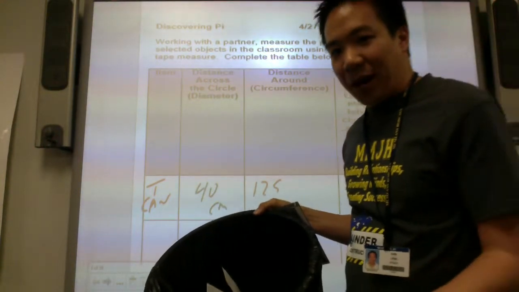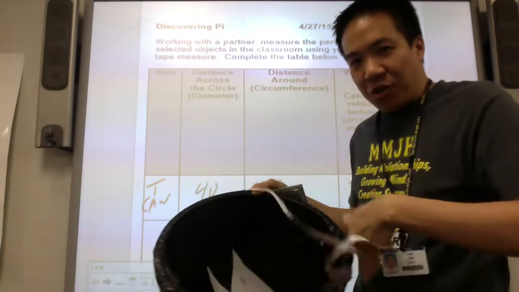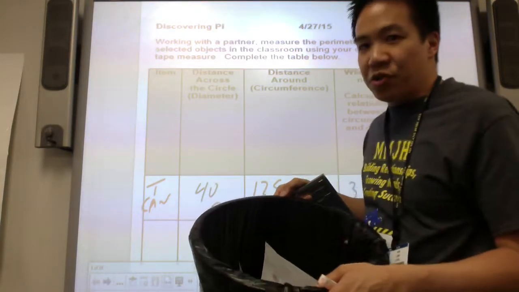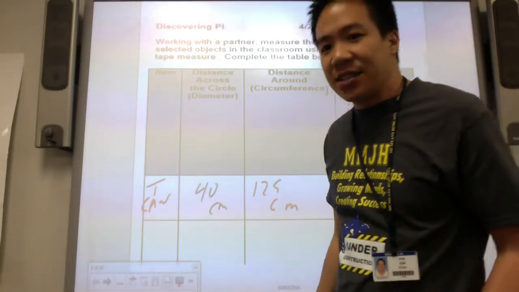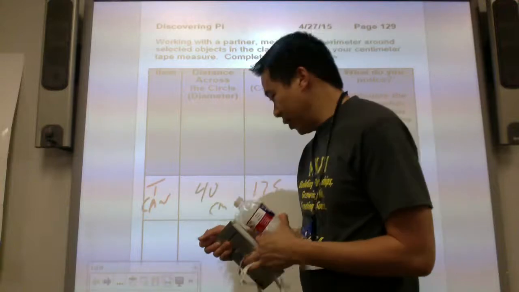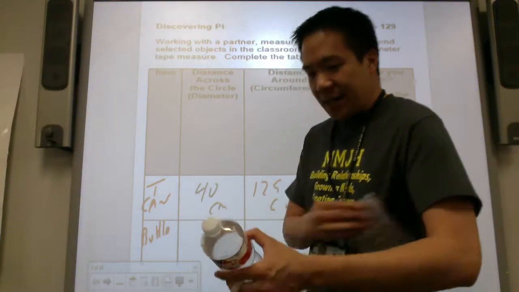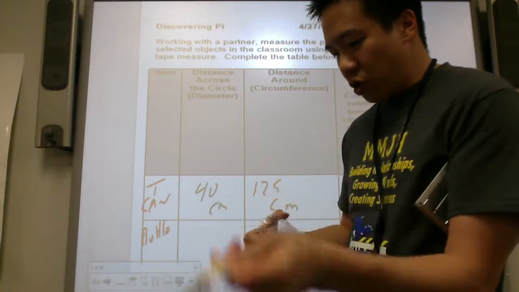Or another way to think about it is if you have the diameter, and you take 3 diameters and put them around the circle, 3 diameters make the distance around, or circumference. Does that work every time when you work with a circle? Let's try another one. Bottle. What is the distance across the circle?